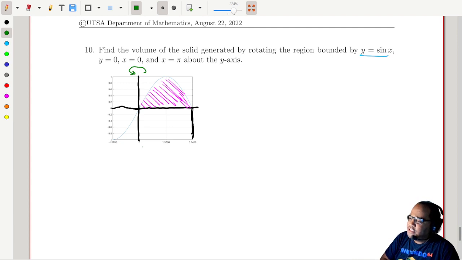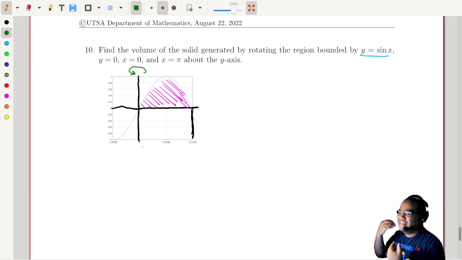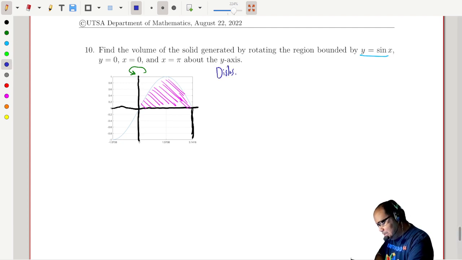But it doesn't say which method to use. Personally, I think shells is easier because, think about slicing this perpendicular, you have to find an inverse, and that's trickier integration by parts that I don't want to handle right now. Feel free to do it. But let's try to use discs. Sorry, shells. Let's use shells.